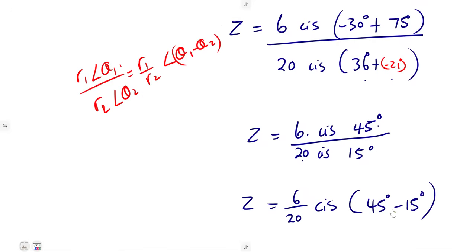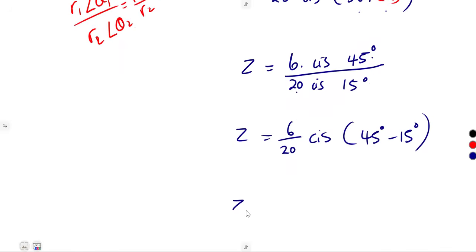Okay, so that is it. With this, we can tell what represents the modulus and the argument. 6 over 20 is the same as 3 over 10, or 0.3. Then you combine these angles, 45 minus 15, that's 30 degrees. So this is our r, this is our theta.